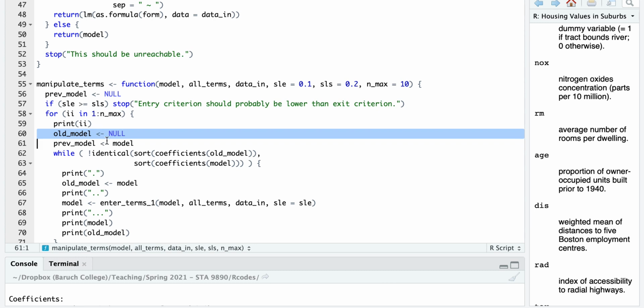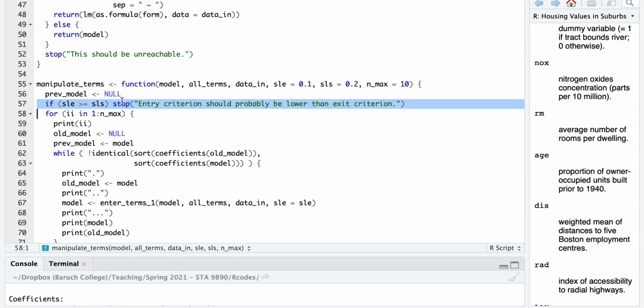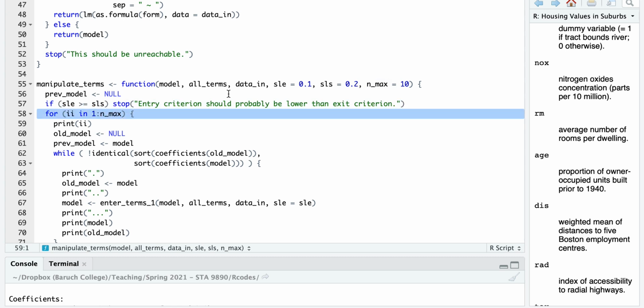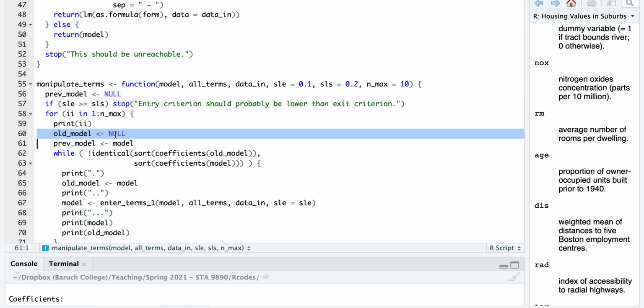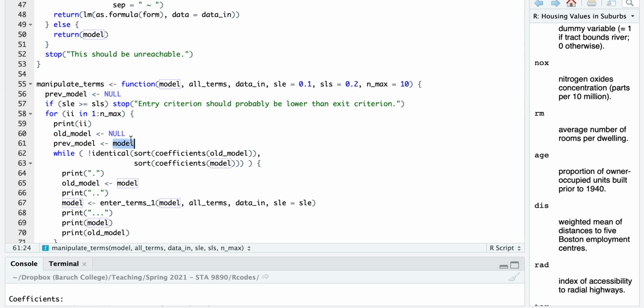Now here we check that if the entering threshold is greater than the exit threshold, then we get a warning. But here's what's really starting. For as many iterations as given, this is what we do. First, we print the iteration number. Then the old model we assign null. The current model becomes the previous model.